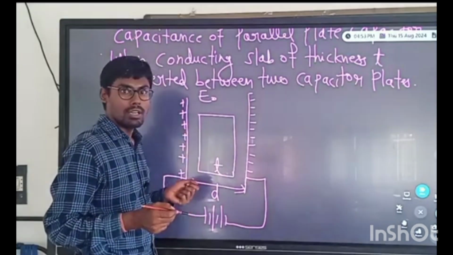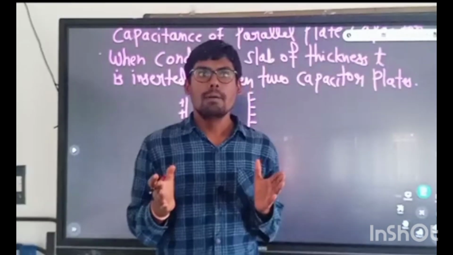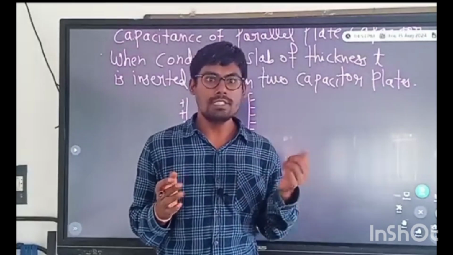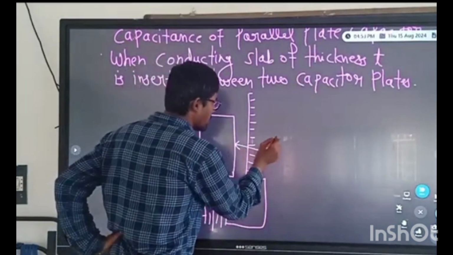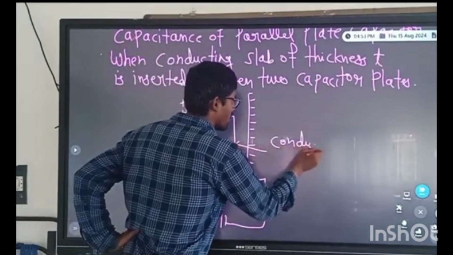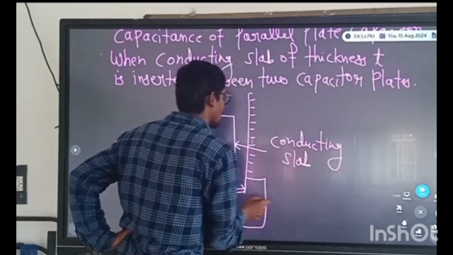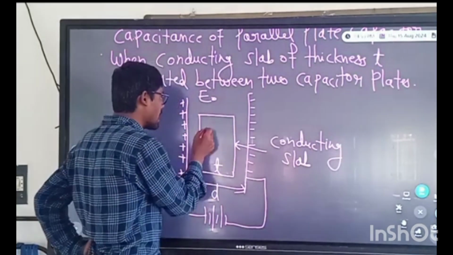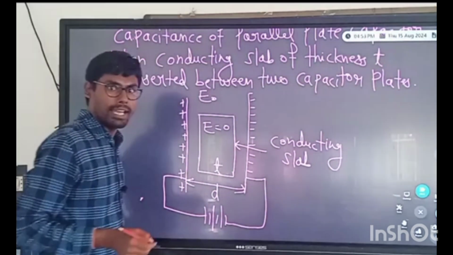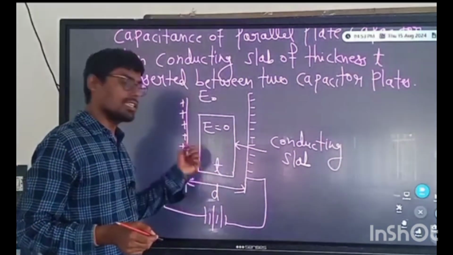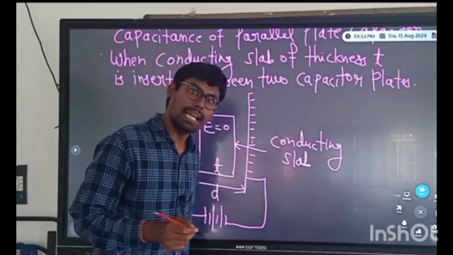Now when we insert the conducting slab, we know that inside a conductor the electric field is 0. This is a conducting slab. So when we introduce it, inside the conductor the electric field is 0. And so I am going to calculate the capacitance.